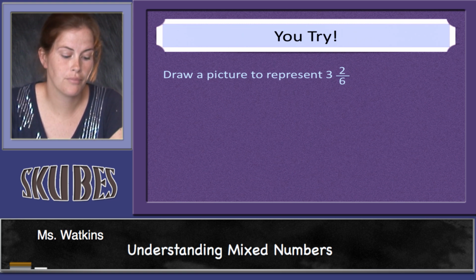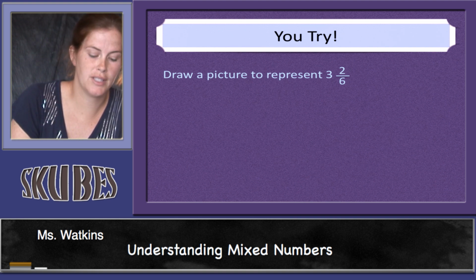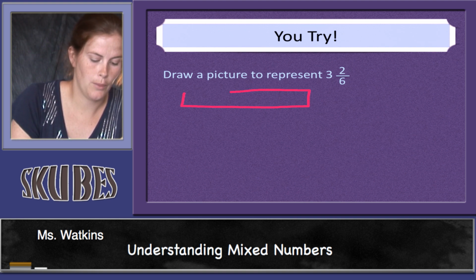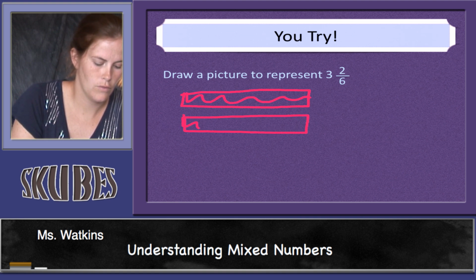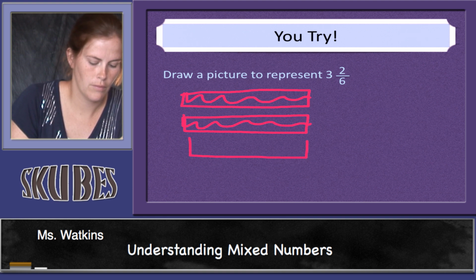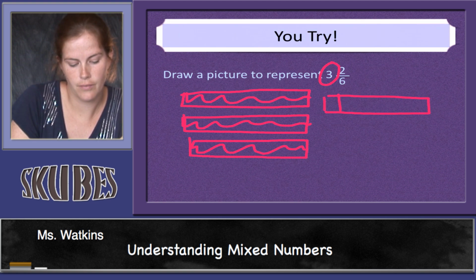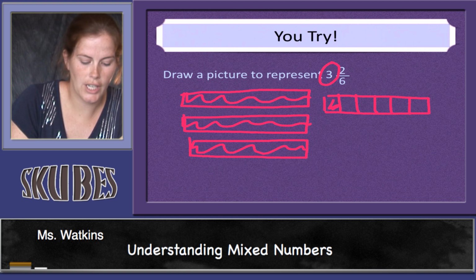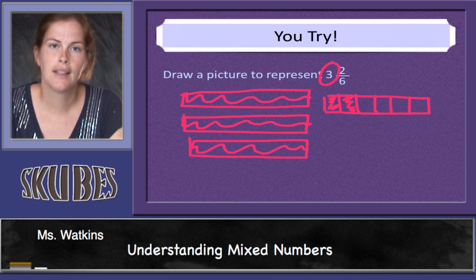Okay, let's try another one. Our mixed number is 3 2/6, and we want to draw a picture to represent this. So we know we'll have our 3 wholes, 1, 2, 3. Okay, 3 is our whole number, and then we need to show 2/6. So we'll shade in 2 of the 6 pieces in our last part. Okay, so this picture shows 3 2/6. This concludes our lesson on understanding mixed numbers.